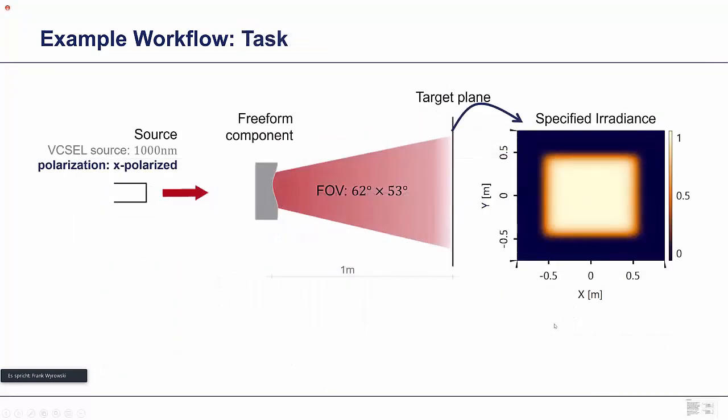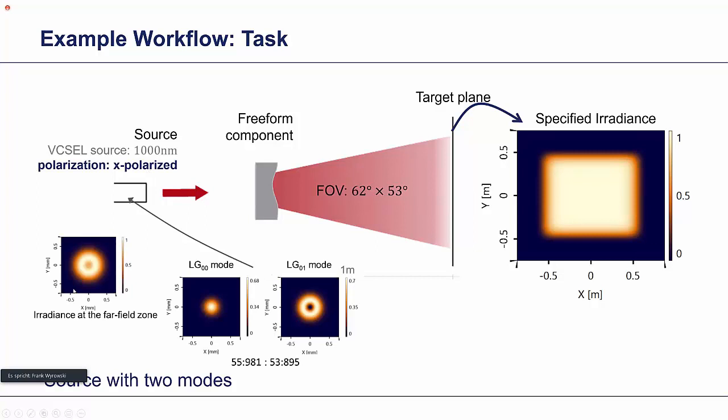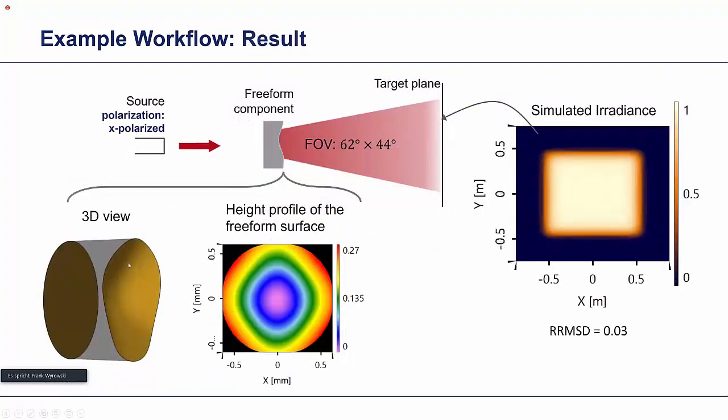So here, the last example, because I would like to show you an example with 2 input fields. Here's a VCSEL source now, 1000 nanometer X-polarized. But it is a multimode source. So we model the irradiance in the far field of the input field. We model by 2 modes, 2 LG modes, Laguerre-Gaussian modes. And we take these 2 Gaussian modes, and then we design the freeform component. And here you see the result. That's a freeform surface. Here again, the height profile. And we get a very, very nice simulated irradiance, again, including all effects, polarization, Fresnel effects, diffraction, everything included.